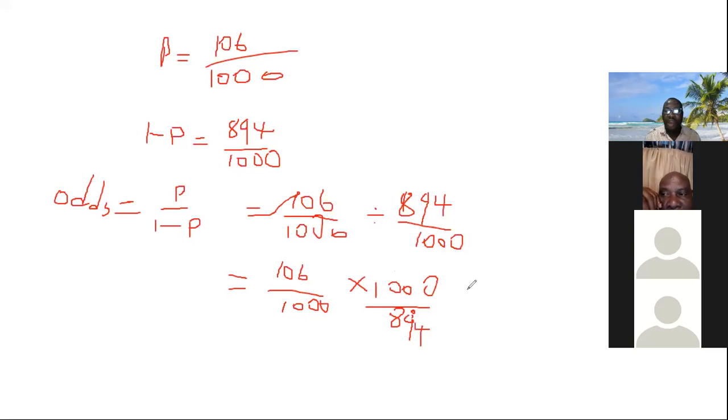So the 1000 will cancel out the 1000, and it will be 106 over 894. Can you see? So that was why we don't want to just say the log odds, just say 106 over 894. All this is just for you to see how we get that 106 over 894.